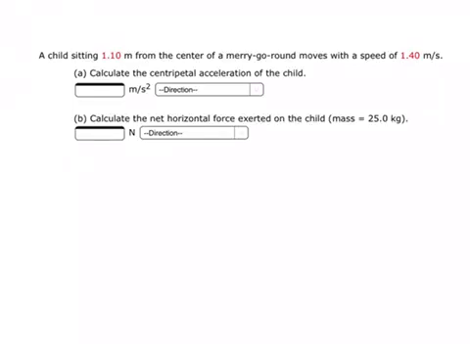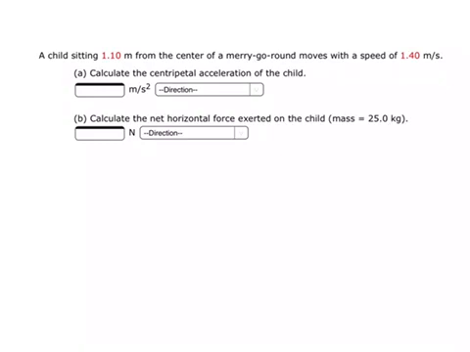All right, let's do this tutorial. So if you read this question, see if you can do it on your own. A child sitting 1.1 meters from the center of a merry-go-round moves with a speed of 1.4 meters per second. First, we're going to calculate the centripetal acceleration of the child. Then we're going to calculate the net horizontal force exerted on the child if the mass is 25 kilograms.